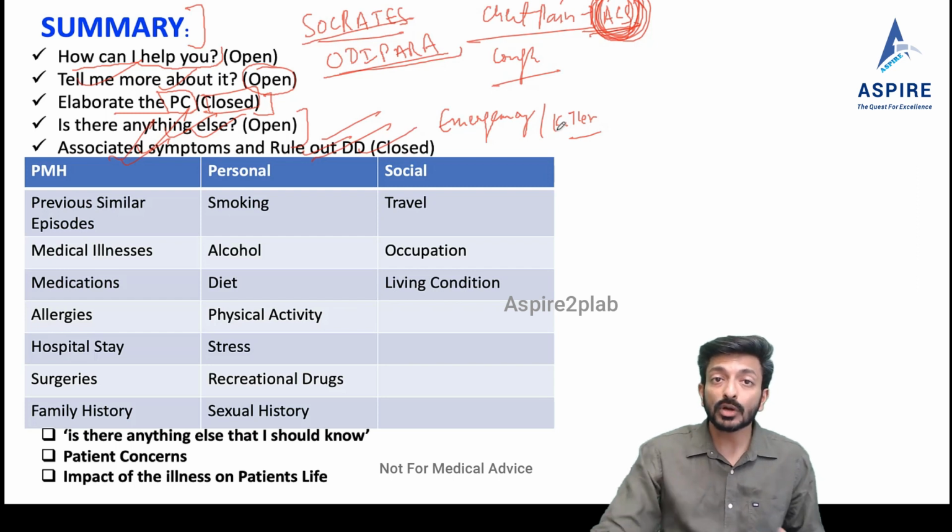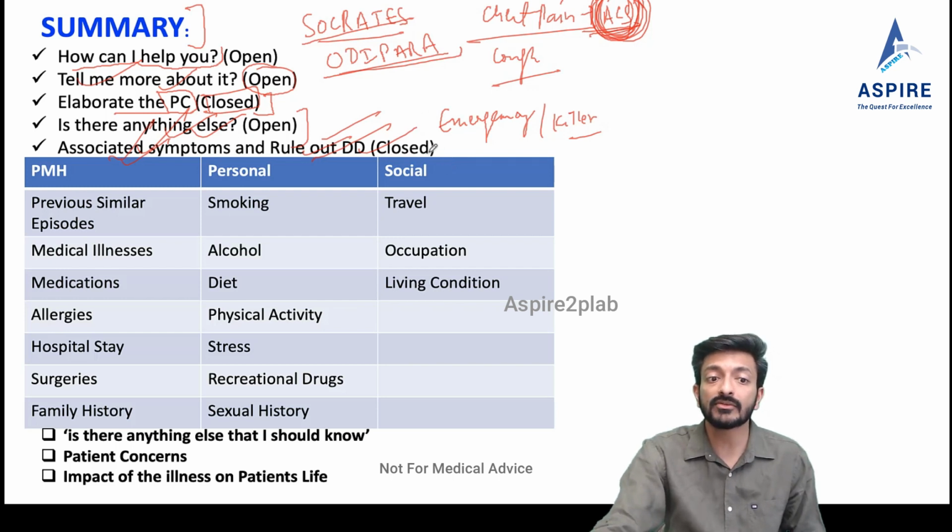You are supposed to rule out a few differentials, not so many. Maybe 3-4 differentials are more than enough, but make sure the differentials you are ruling out are very important, and you will be ruling them out by asking closed questions. So that's how you take history. That will be your presenting complaint, your associated symptoms, and your ruling out of differentials.